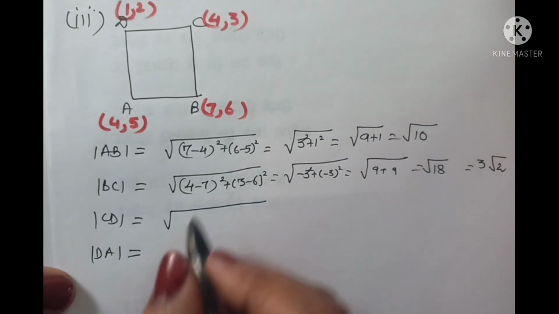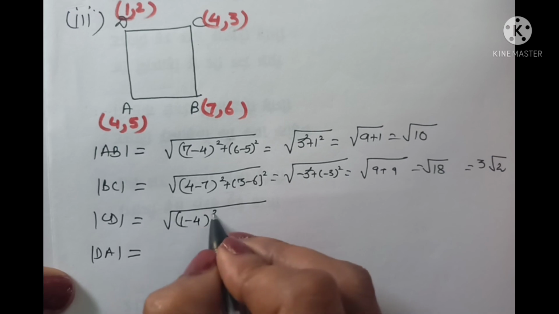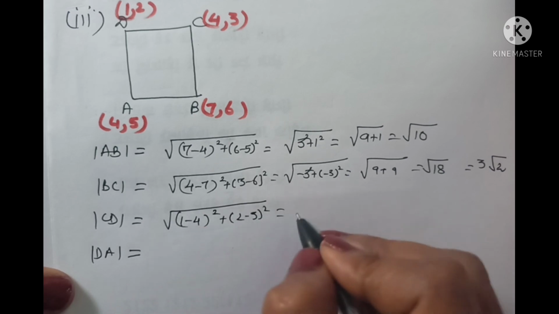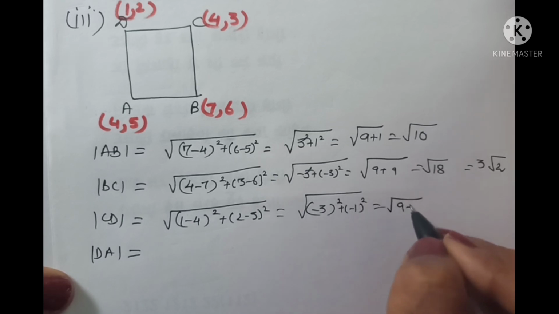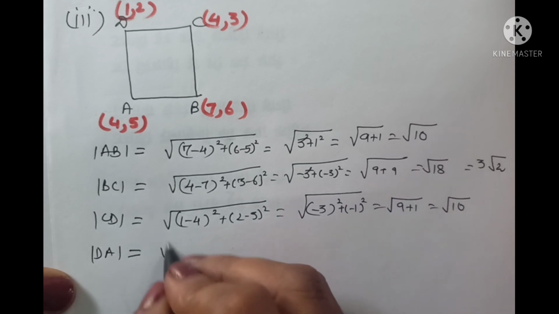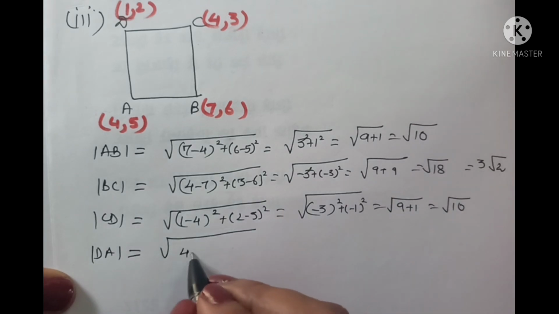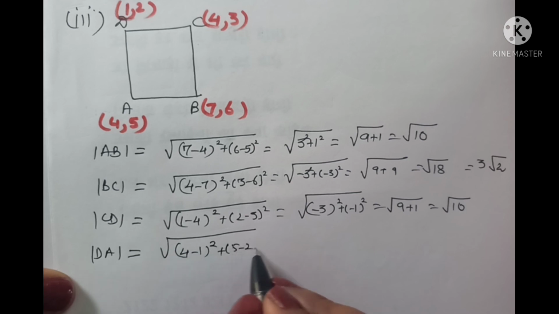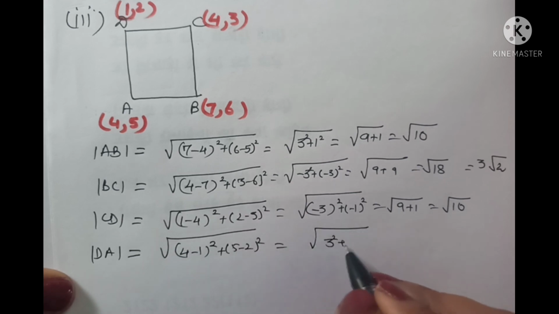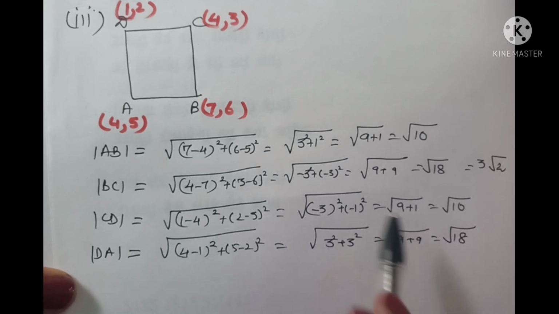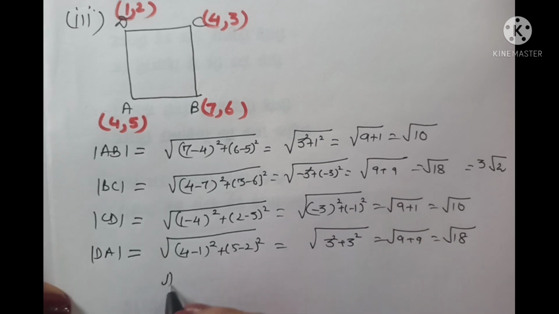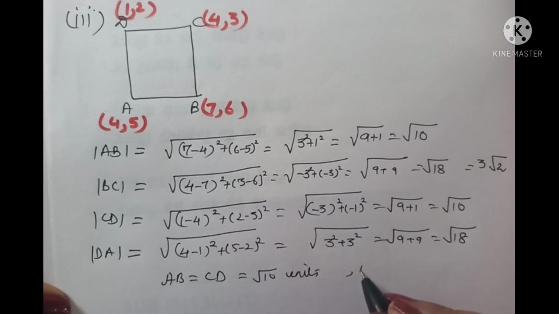Let us find out CD. So 1 minus 4 square plus 2 minus 3 square, which gives me minus 3 square plus minus 1 square. Again it is 9 plus 1, that is root of 10. And getting DA as 4 minus 1 square plus 5 minus 2 square. That is 3 square plus 3 square, which gives me root 18. So now my opposite sides are equal. I can see that AB is equal to CD is equal to root 10 units and BC is equal to DA is equal to root 18 units.